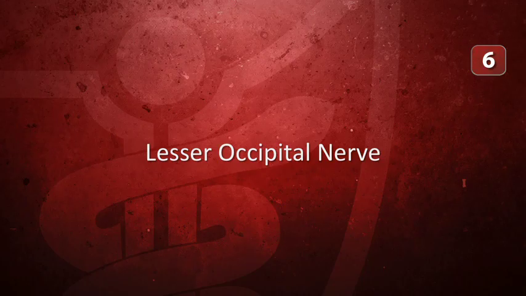Now what about the superior half of the ear auricle? So innervation of the superior half of this auricle does not come from the great auricular nerve that we just talked about. Rather, it comes from the lesser occipital nerve.